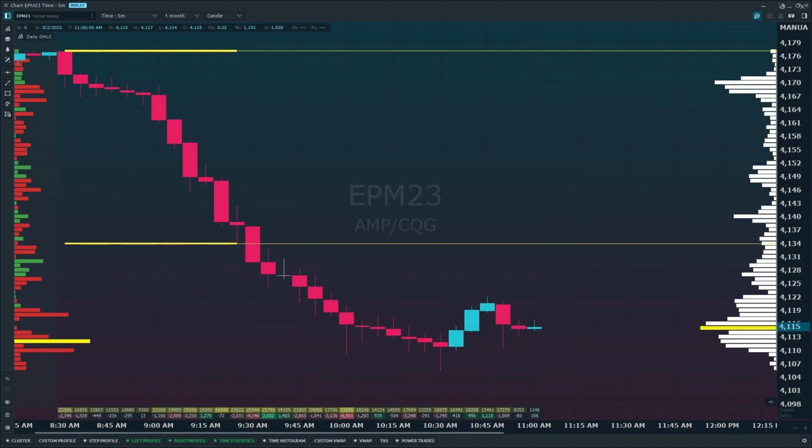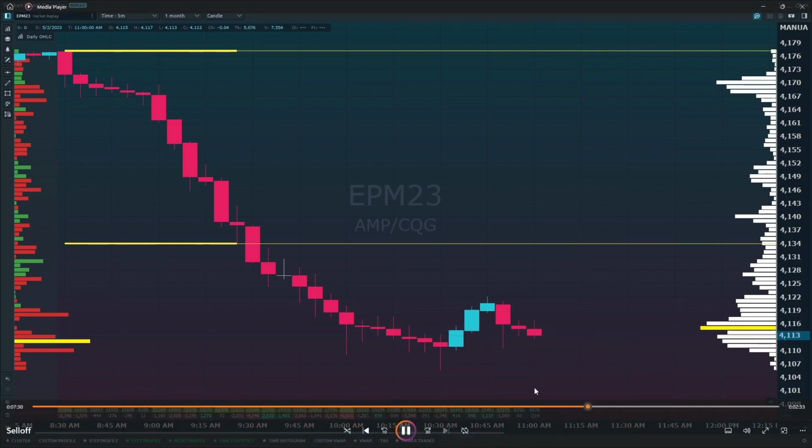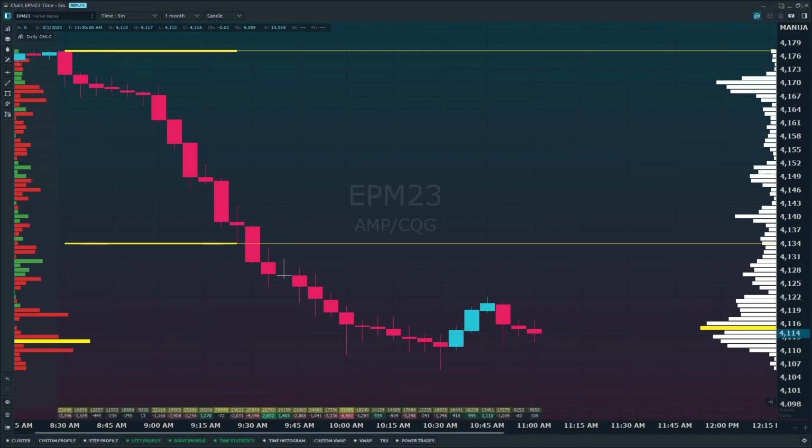Now, still no green candle, but definitely some buyers taking place, right? We saw barely any delta show up right here. But barely any delta right there, which means there's a good fight going on. And now, yeah, still no green candle.